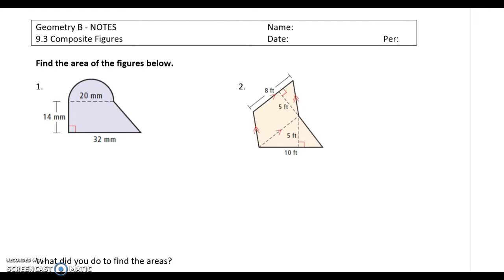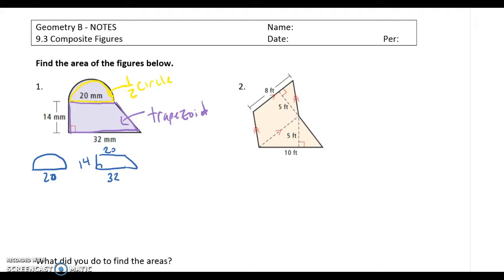So for example, if I look at number 1, I'm going to see, well, this shape doesn't look normal, as in like a square, a rectangle, rhombus, kite, or something I know how to solve for. But I can see, hey, it's made up of this little half circle, right? And then on the bottom, I'm going to see this trapezoid. And I know how to find the area of those two separate pieces. And all I have to do is find those areas and put them together.